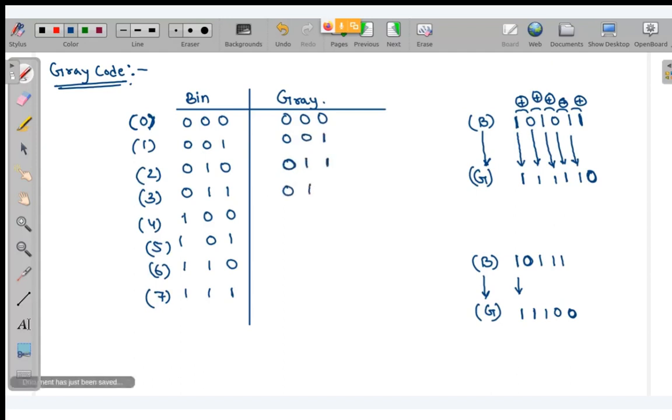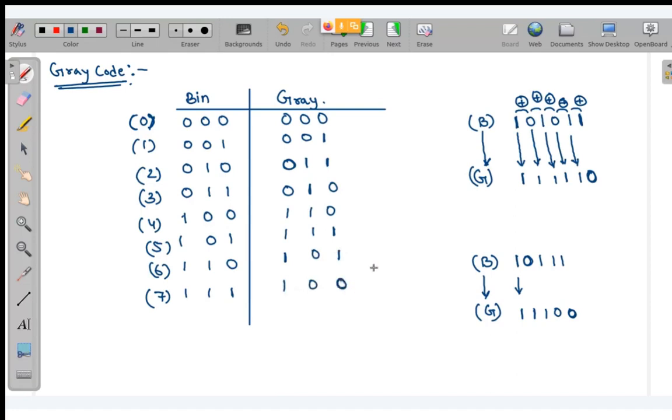Next will be 0 1 0. This will be what? 1 1 0. This will be what? 1 1 1. This will be what? 1 0 1, and this will be 1 0 0.